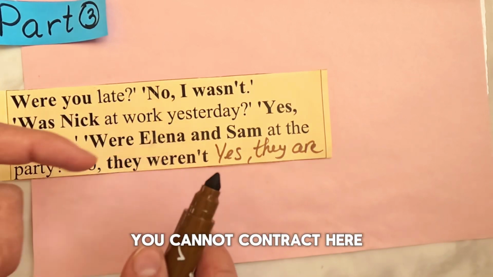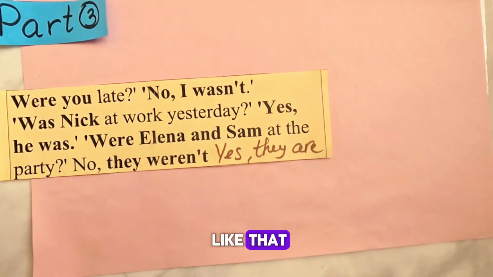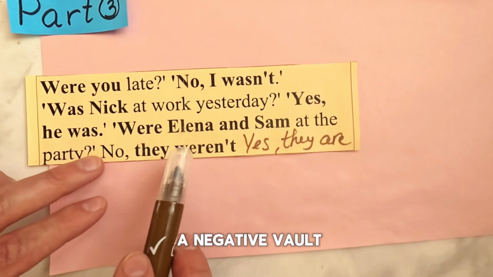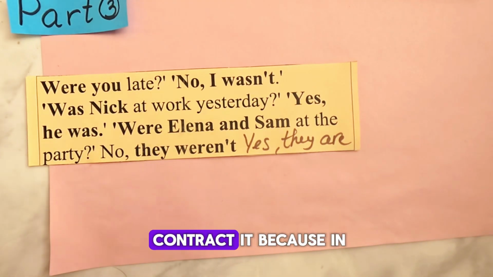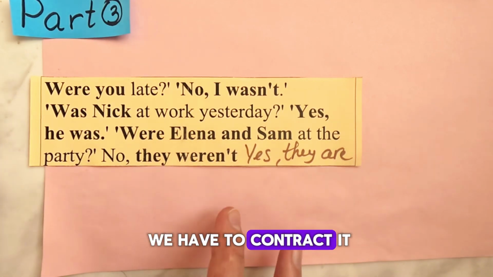But again, you cannot contract here. You cannot say like that. Only like that. Yes, they are. But in the negative, weren't. You can contract it, and you have to contract it, because in spoken English we have to contract it.